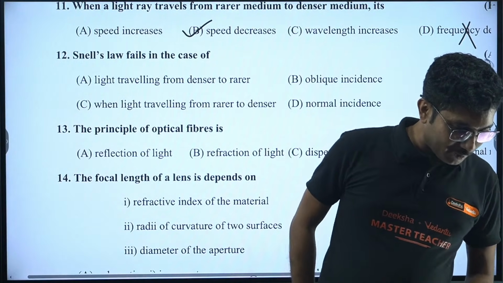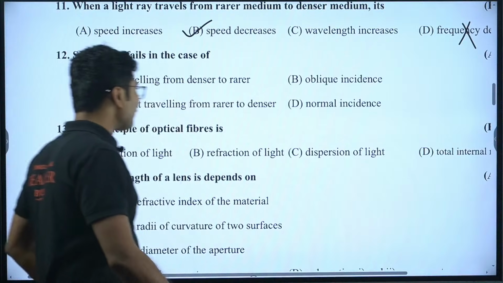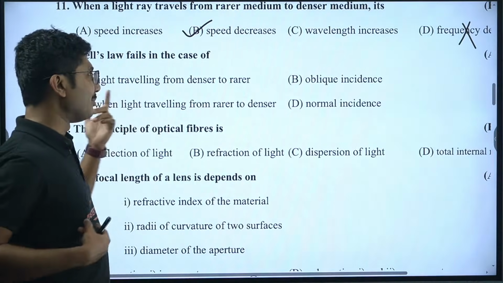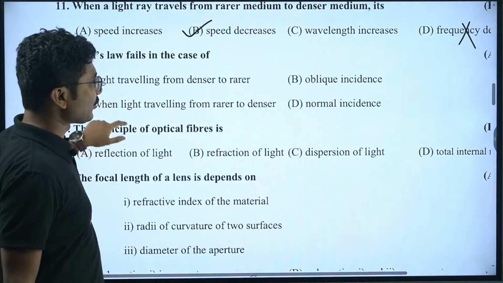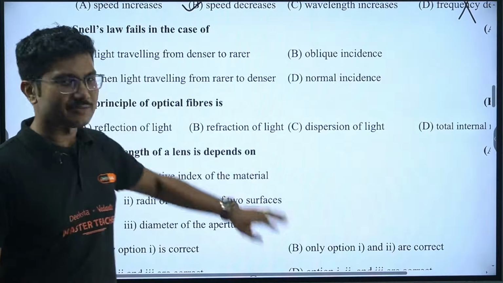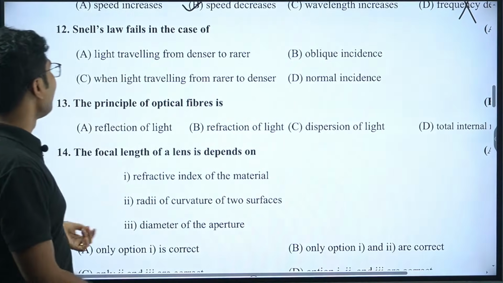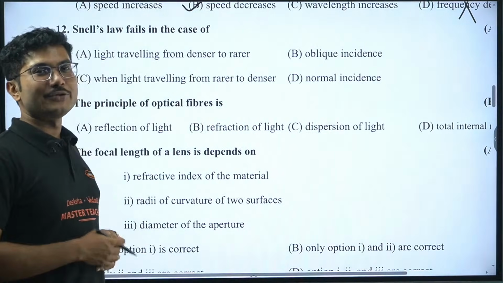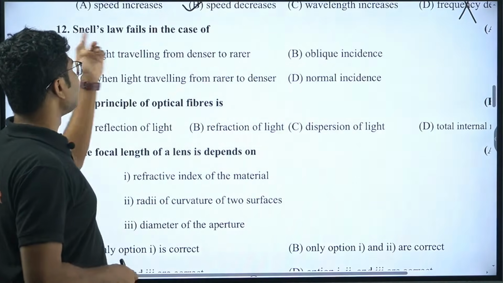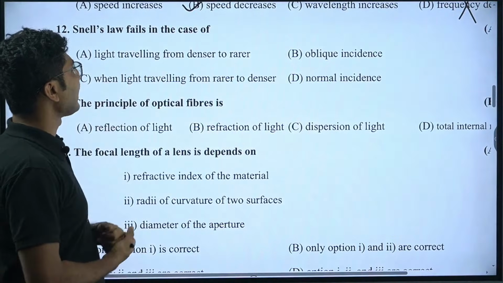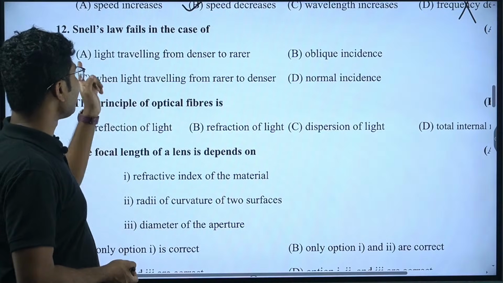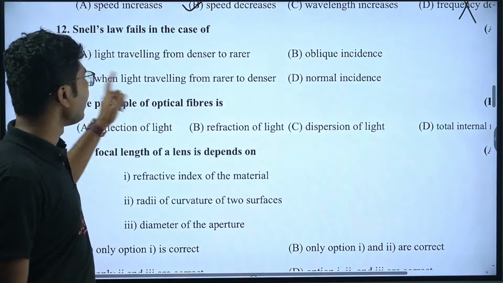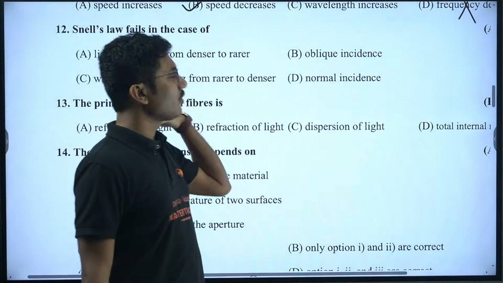Okay, Komal, no problem. So that's why I have chosen one chapter which is actually there in your midterm exam, right? FA2 exam. So we will try to close it as quickly as possible so that if some question is coming from your question bank, MCQs, you should be able to answer, right? Snell's law fails in the case of, this is a very interesting question, light traveling from denser to rarer, oblique incidence. When light is traveling from rarer to denser, normal incidence.